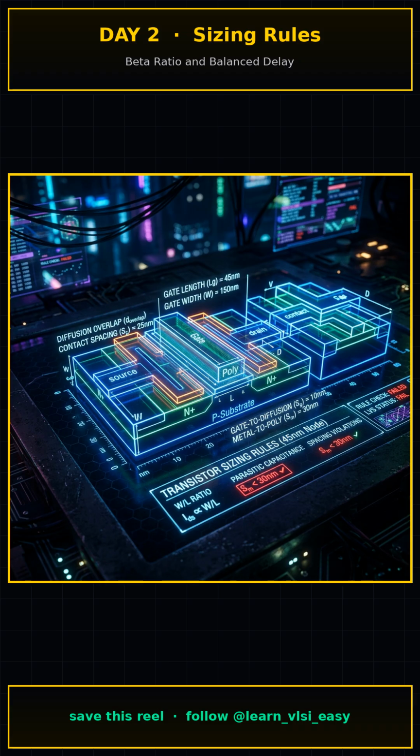To compensate for this physics limitation, we must artificially size up the PMOS. We typically make the PMOS width about 2 to 3 times larger than the NMOS width. This ratio of widths is known as the beta ratio. Proper beta ratio sizing ensures that the inverter pulls up to VDD just as forcefully as it pulls down to ground, keeping timing predictable across the chip.